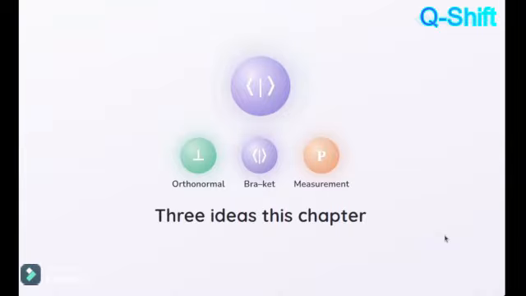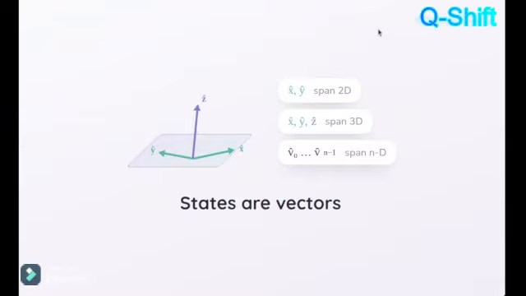The ideas. First, the orthonormal basis, the cleanest kind of basis to work with. Second, more of Dirac's beautiful bracket notation. And third, measurement, the rule that turns a quantum state's coefficients into real probabilities. Let's begin. Let's remember where we are.